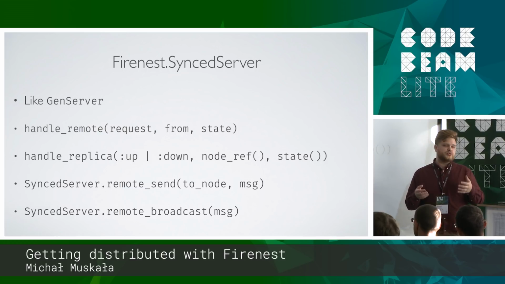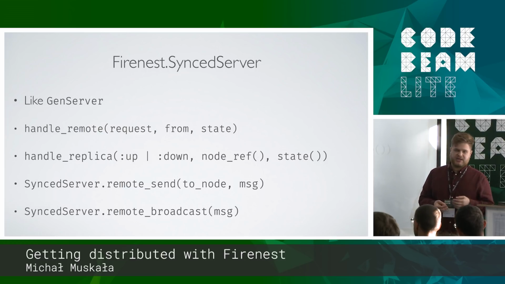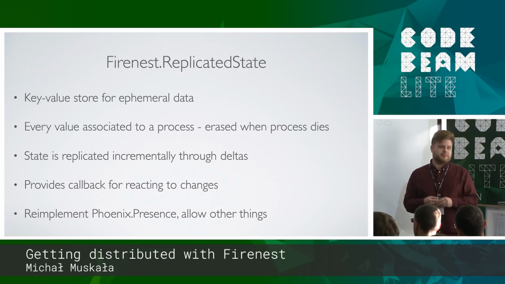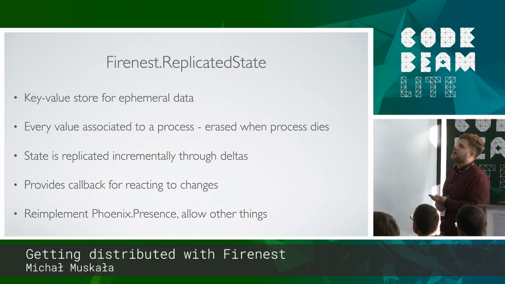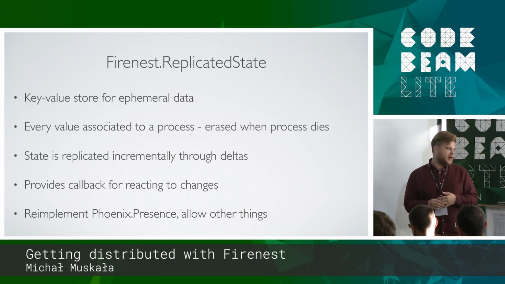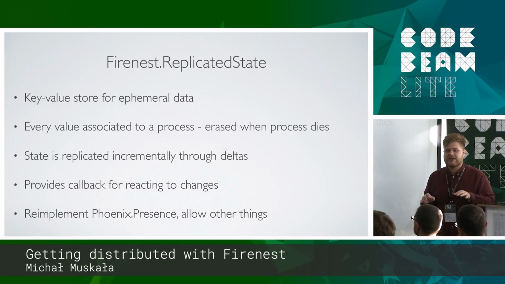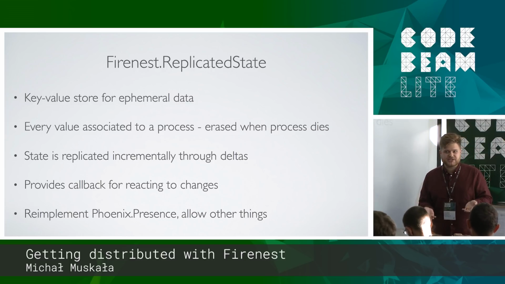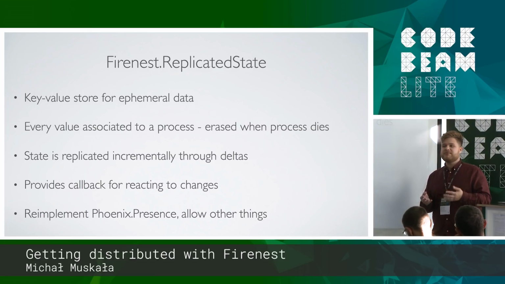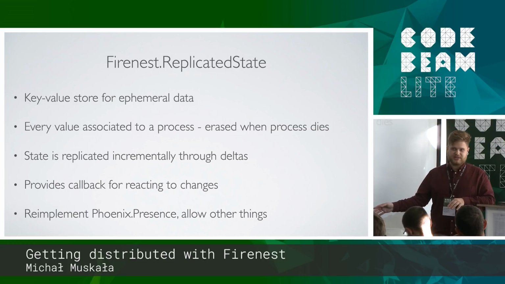Okay. And we use this abstraction to build the biggest part so far, which is the replicated state, this idea of a key value store for ephemeral data, right? One example of such ephemeral data is Phoenix presence. What I mean by ephemeral data is that each piece of data is associated to a process. When the process dies, the data is gone as well.